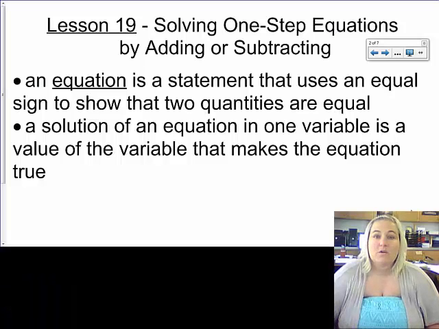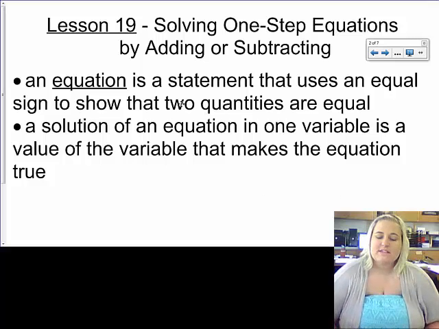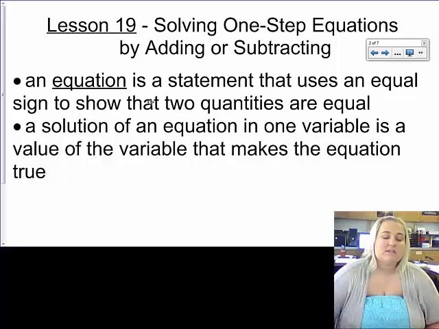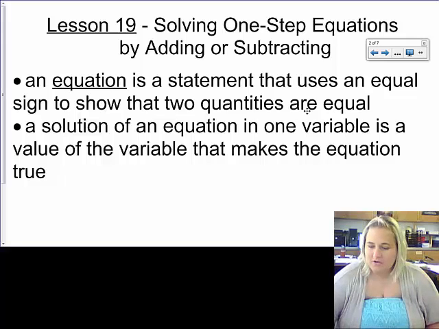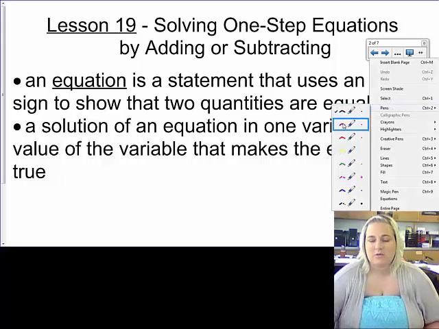Lesson 19, solving one-step equations by adding or subtracting. An equation is a statement that uses an equal sign to show that two quantities are equal. Equal is in this word here, equation. It has that first part, equal, and for it to be an equation there has to be an equal sign.